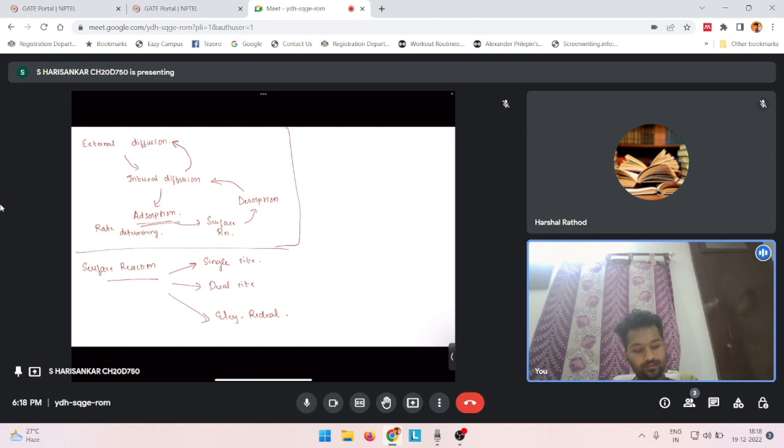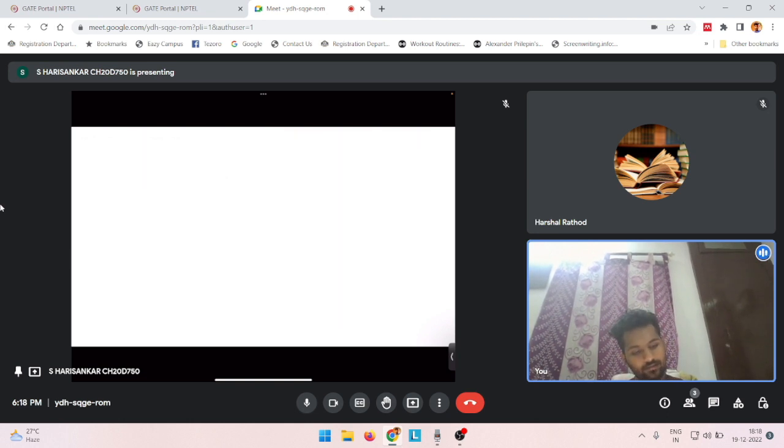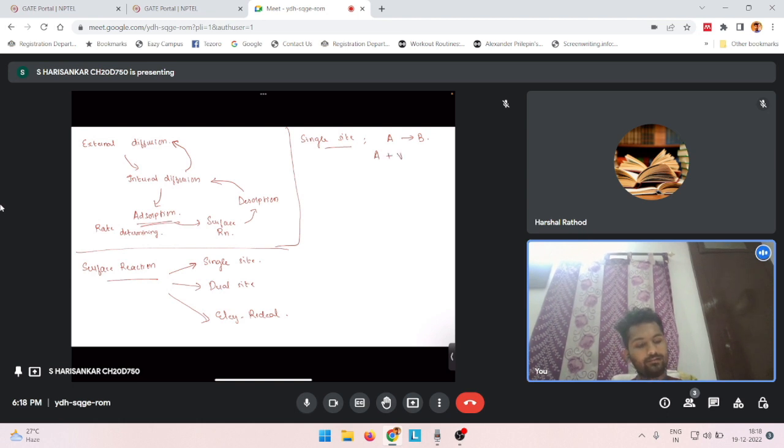So in single site, if we take an example of the reaction A giving B, then the steps will be: A will first get adsorbed to a vacant site. Let's represent the vacant site as V, and it will become AV, which is the activated complex. Then this AV will react to form the product BV. Then this BV will get desorbed to form B plus a vacant site V. And this is our reaction step.